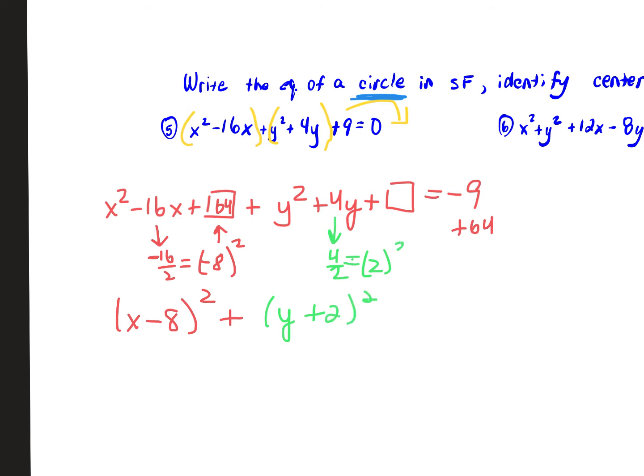To find out what goes in the box, I square it, and I put that right there, so it's going to be plus 4. What you do to one side of the equation, you do to the other, so this equals, over here, we're going to add 4. Negative 9 plus 64 plus 4 gives me 59.